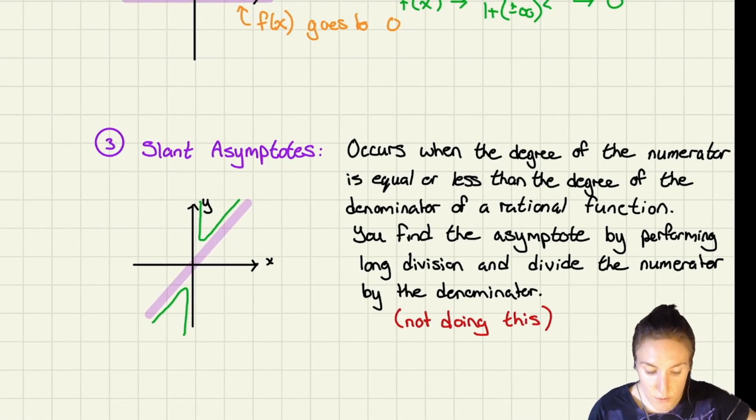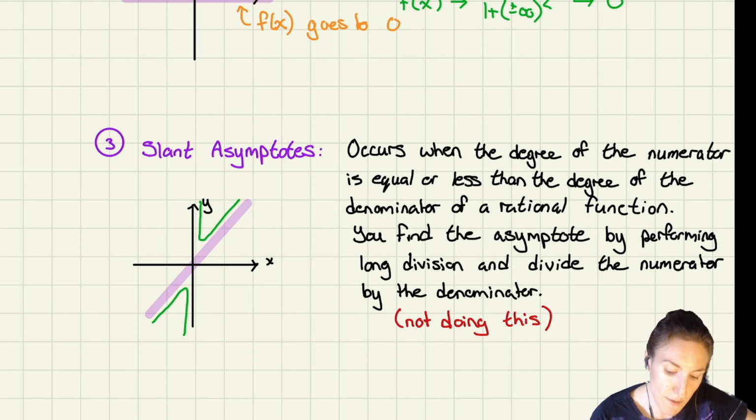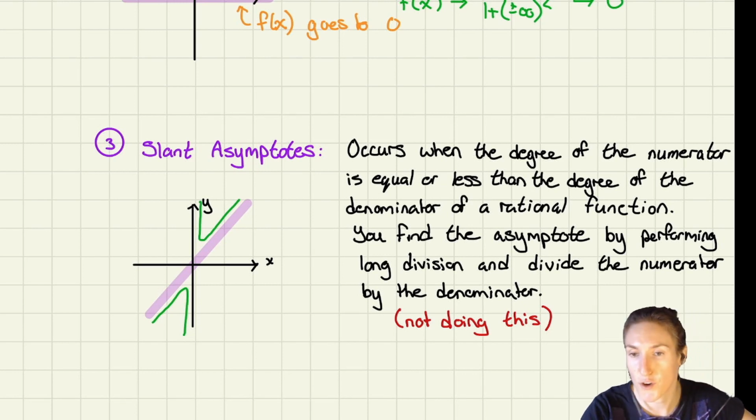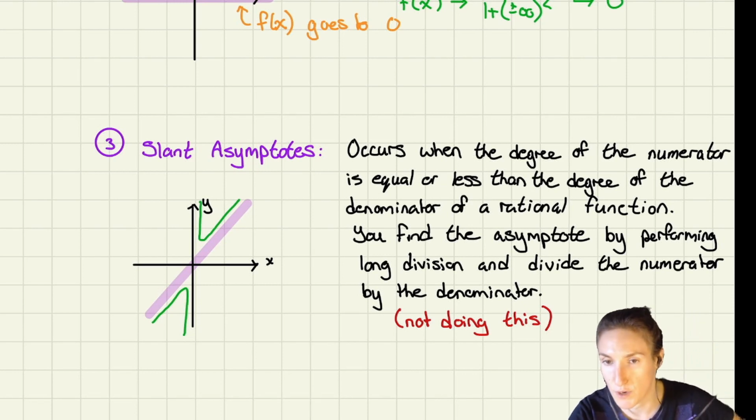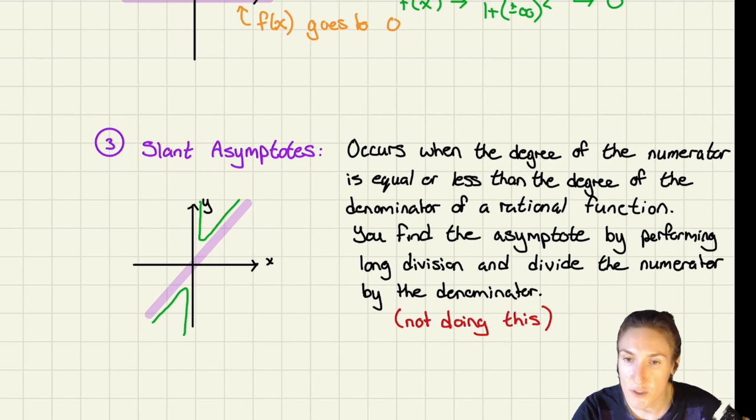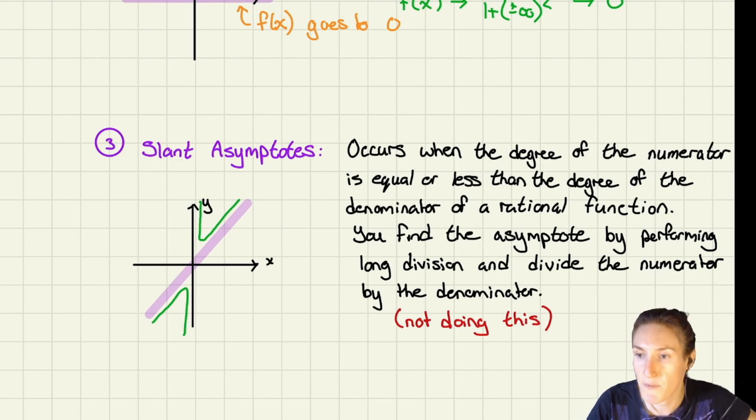Slant asymptotes, they sometimes look like the example that I drew out here, and we find them by performing long division on the numerator and denominator of a rational function. We're not going to be doing long division like this, dividing out polynomials, but I just wanted you to be aware that there is this other type of asymptote. All right.